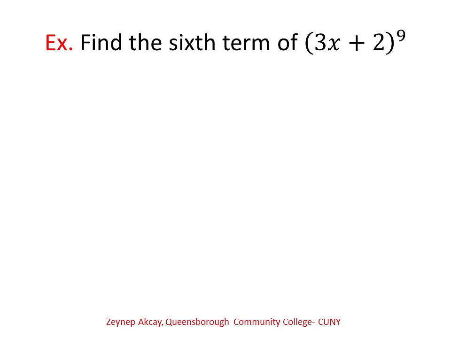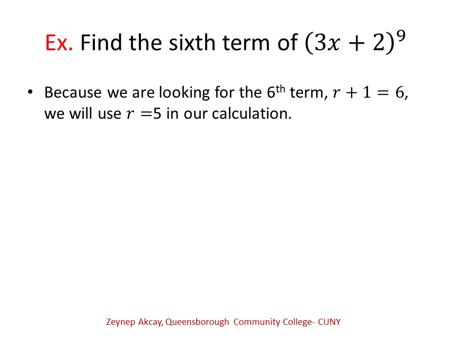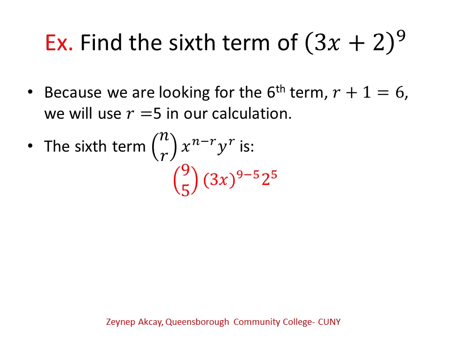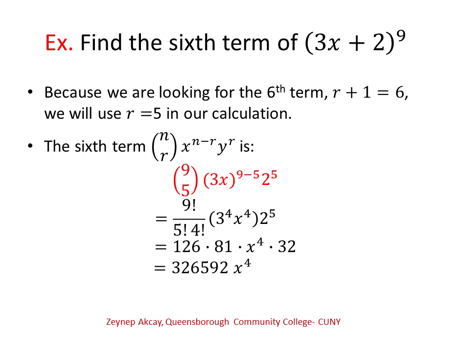Let's find the sixth term in the expansion of 3x plus 2 to the power 9. Because we are looking for the sixth term, r plus 1 given in the formula is 6, so we will use r equals 5 in our calculation. So we plug in n equals 9, r equals 5, and we put 3x instead of x and 2 instead of y in the formula, and we do our calculations, our simplifications, to find that the sixth term, it's quite large, is 326,592.